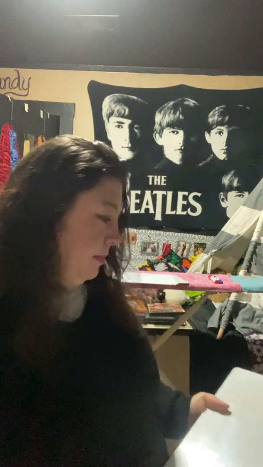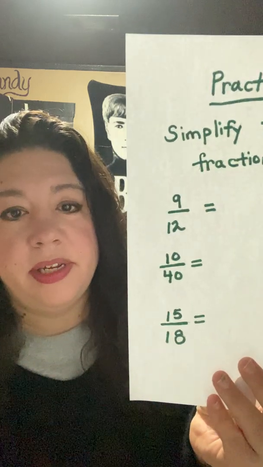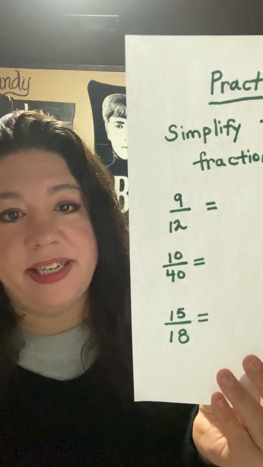But I made a little side note. I put if the number on the top and on the bottom are the same, then it simplifies just to a 1. It's just something you gotta know. I'll show you why that's true. But if the top number and the bottom number are the same, then it simplifies to 1. Okay, so let's look at 9/12, 10/40, and 15/18.